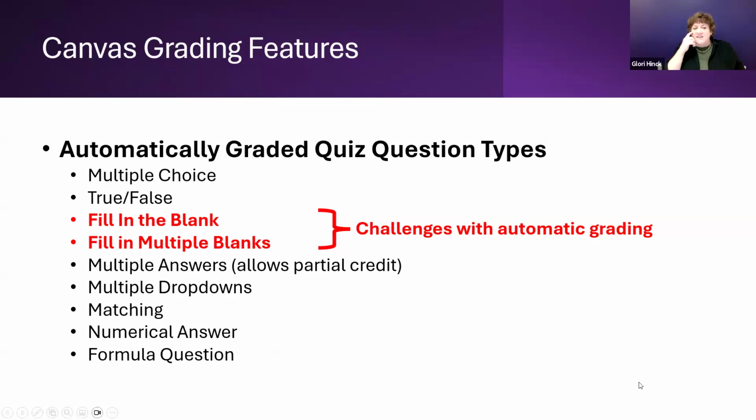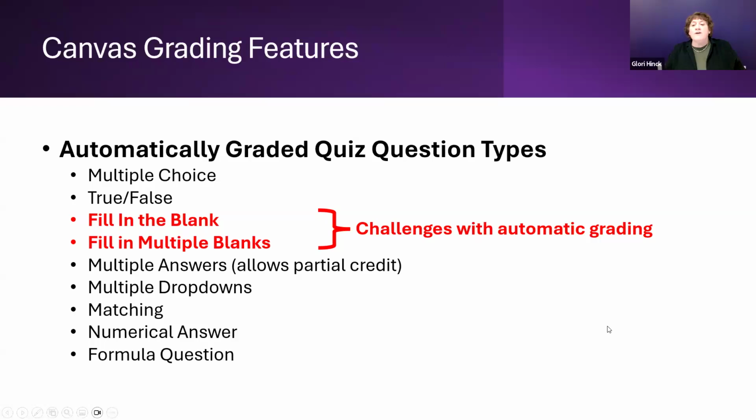Automatically graded quiz question types. Now, the ones that I have in red, I have challenges with automatic grading. I don't use fill in the blank or fill in multiple blanks because no matter how many I choose or how many words I put down, they'll always come up with something that still should be right or could be right.